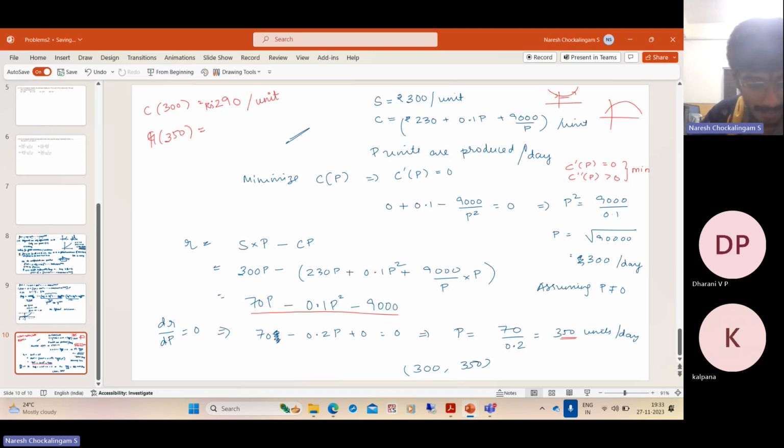So it is 70 into 350 minus 0.1 into 350 square minus 9,000. So this turns out to be, let me check. So 70p minus 0.1p square plus 0 equal to 0. So p is 70 by 0.2, which is 350.